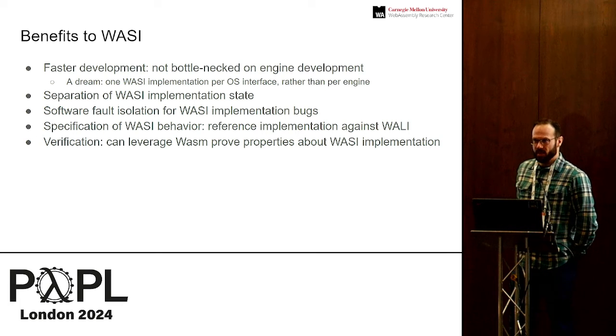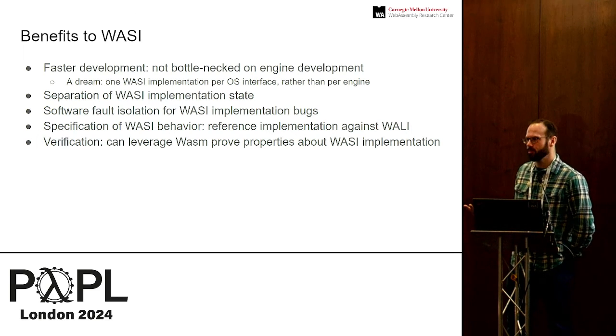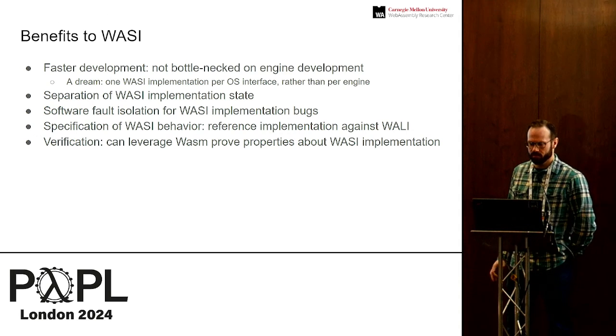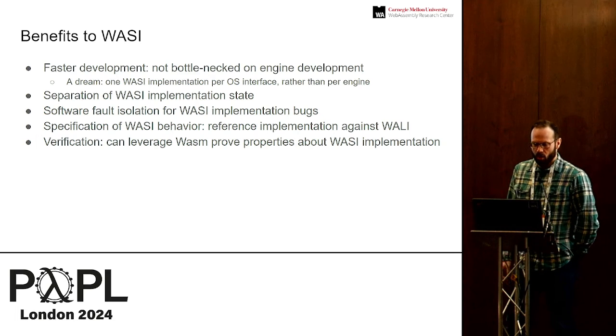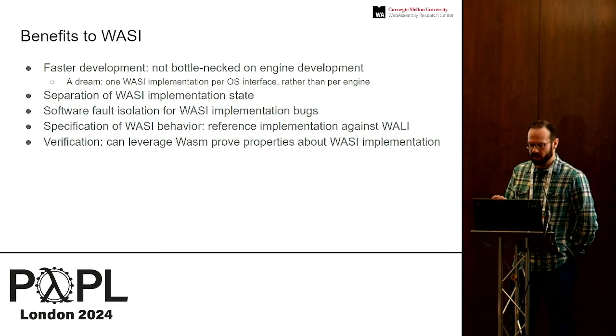In terms of specification, we're going to eventually need to talk about what every WASI API does, what its semantics are. We can have a reference implementation against an OS interface, compile it to WASM, and now we can reuse the executable semantics of WASM and say it's this WASM program executing against this operating system API. And hopefully, in the end, we can also verify WASI applications. So we can use the properties that you get proving things about WASM programs and WASM engines, but also prove that about the WASI implementation itself.